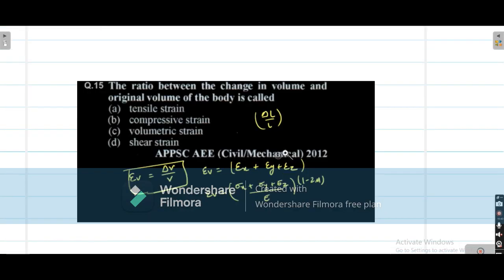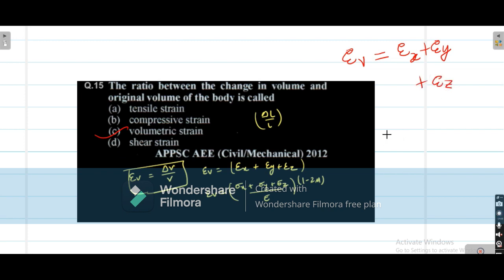And the next part: the ratio between the change in volume and its original volume of a body. So the correct option will be volumetric strain. You have to remember some of the formula. Volumetric strain will be equal to the strain in the x direction, plus the strain in the y direction, plus the strain in the z direction.